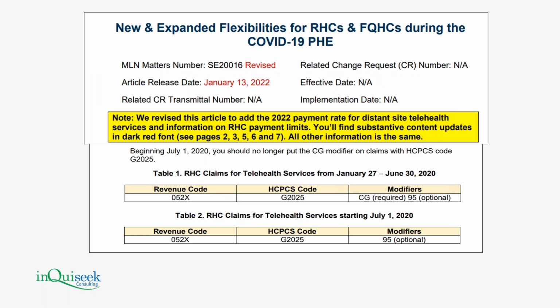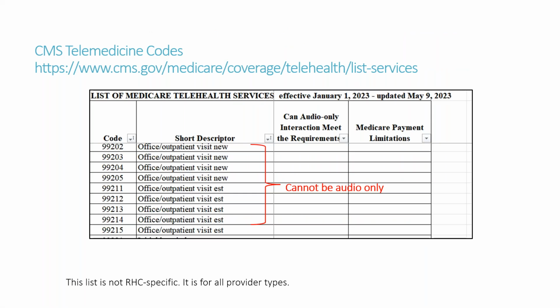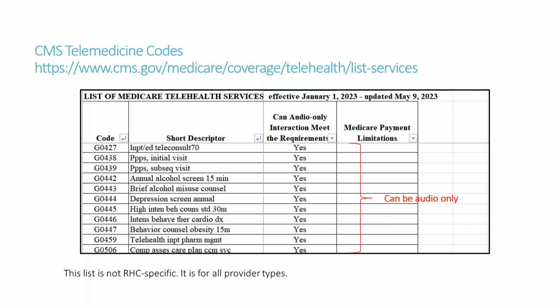Okay. Right. Here's a MedLearn Matters that's been revised a number of times. Make sure that you have the correct one. There is a new list of all of the telemedicine codes that are approved by Medicare. This is not a rural health clinic specific list. What I want us to pay attention to here is on this list, though, it tells us whether it can be an audio only service or not. So we notice that none of our E&Ms can be audio only. And that just makes sense, right? But our preventive services can be audio only.